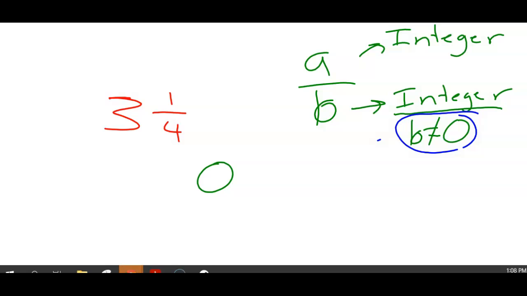Zero. Is it just an integer? Is it just a rational number? Is it both? Or is it neither? You have 4 options. Which one do you think it is?